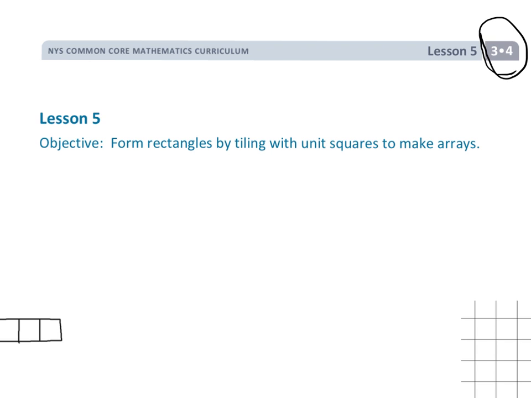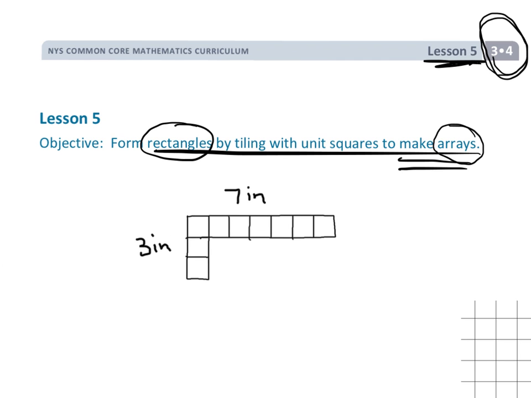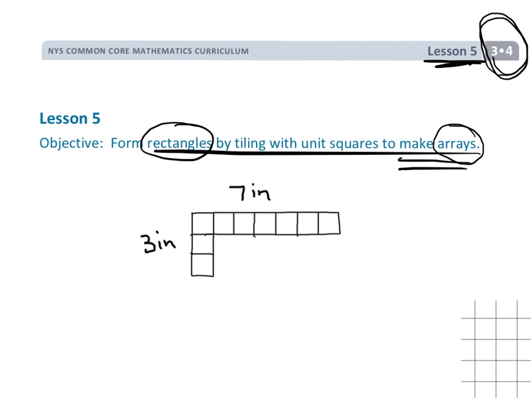Right, this is third grade, Module 4, Lesson 5, and we're going to continue studying the relationship between rectangles and multiplication, and in this case, the arrays, the multiplication array. All right, so what I mean by that is, let's say we're given a portion of a rectangle.